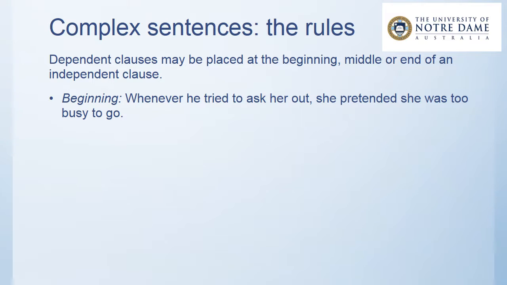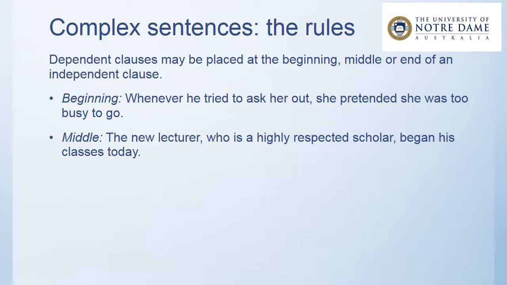Here's an example with it at the beginning. Whenever he tried to ask her out, she pretended she was too busy to go. This is an example of the dependent clause being at the beginning. The new lecturer, who is a highly respected scholar, began his classes today. In this case, the dependent clause, who is a highly respected scholar, is in the middle.